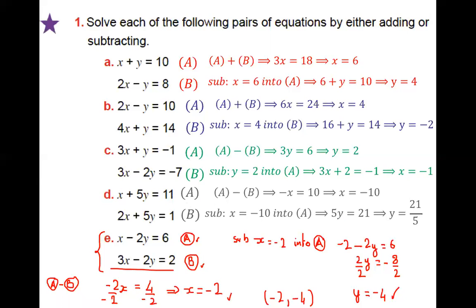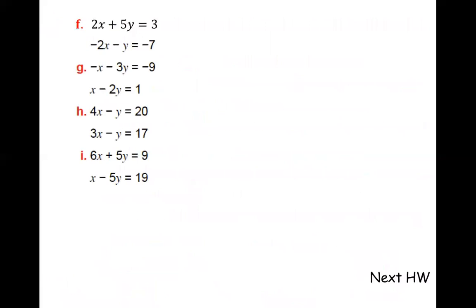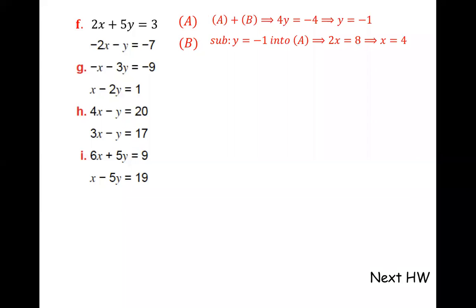Okay. So we've got more. Here I've got 2x, -2x. Because they have opposite signs, I'm going to add them. And that gave me 4y equals -4, and y equals -1. I'm going to sub y into a probably. 2x equals then 3 plus 5, which is 8. Then x equals 4.